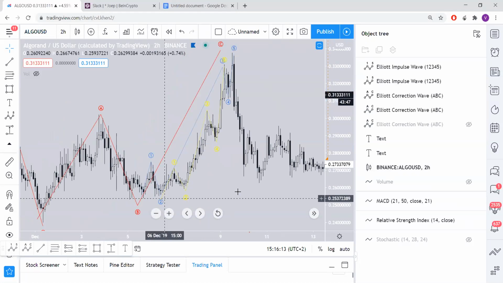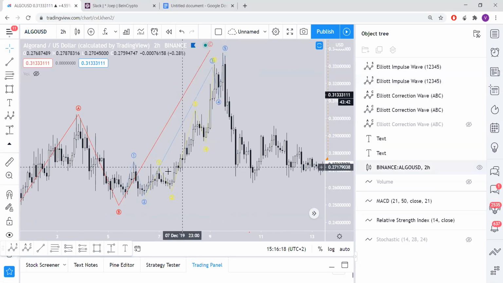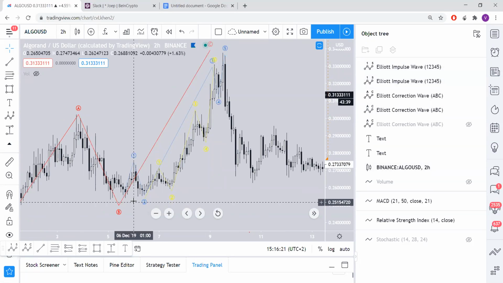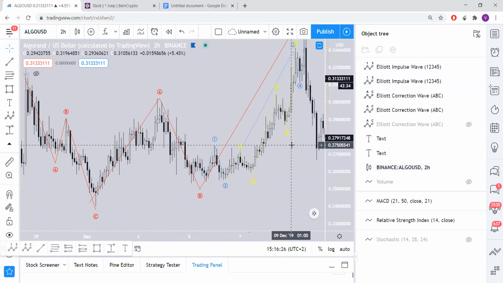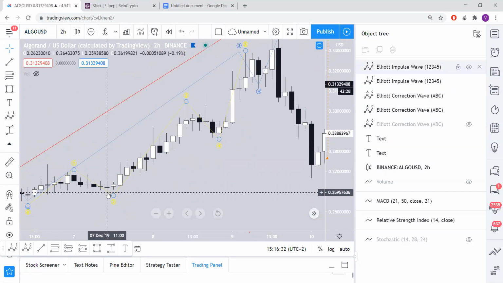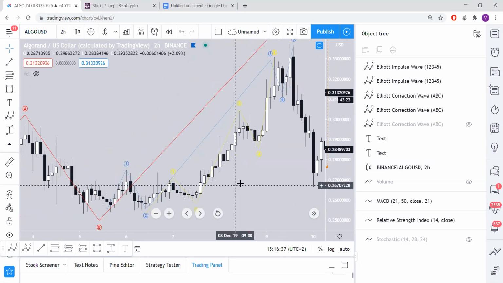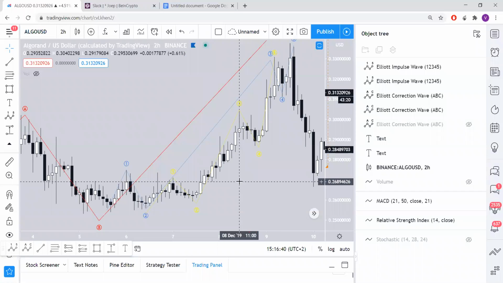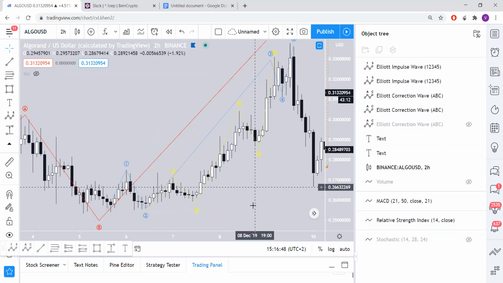And all of these have to adhere to the rules, right? So the blue one, 3 cannot be the shortest, which it's not. 4 and 1 cannot overlap. 2 cannot go below the beginning of 1. So this works. But also you need alternation between 2 and 4. The same occurs with the yellow ones. 2 cannot go below the beginning of 1, 4 cannot touch 1, 3 cannot be the shortest. So the rules for corrections are mainly the same as the rules for impulses, because impulses create waves A sometimes and wave C of a correction always. Let's just go to the chat.